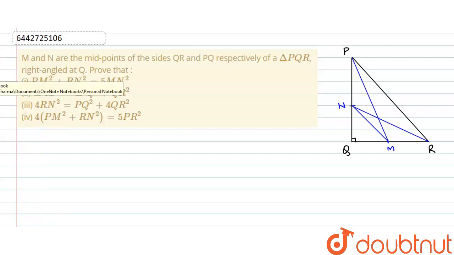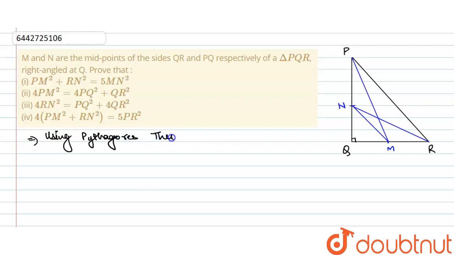Now we have to prove the following things. But before doing that, let's write some equations here. First of all, using the Pythagoras theorem, we know that hypotenuse square is equal to perpendicular square plus base square, because it states that the square of the hypotenuse is equal to the sum of squares of the perpendicular and the base. This is the Pythagoras theorem.